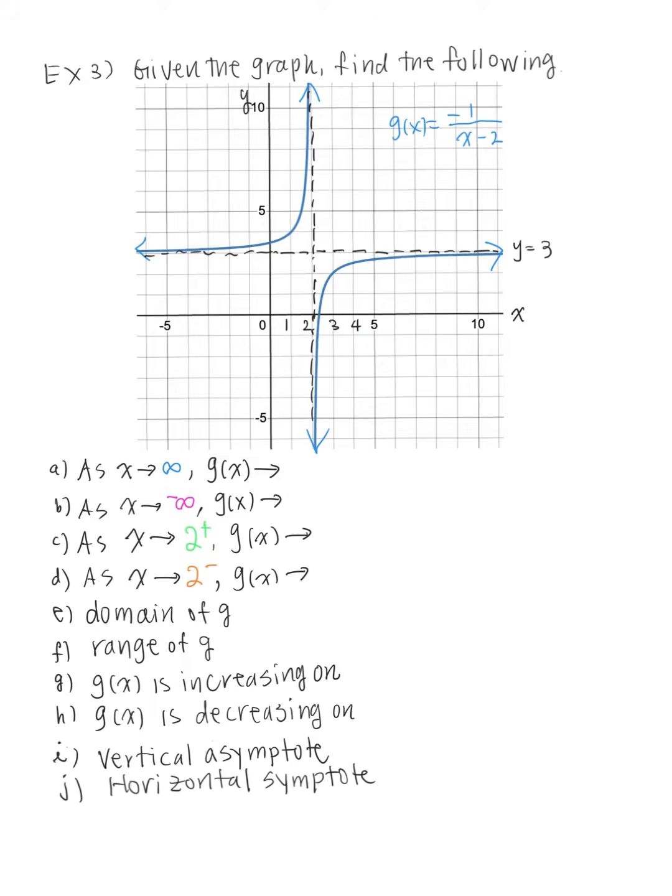It says, given the graph, find the following. So here's the graph of g of x, which is negative 1 over x minus 2. You know what? Please pause the video and try this on your own to see what you get. The questions being asked are from A through J. Try it. It is okay if you make some mistakes. That's how we learn, right? So go for it.